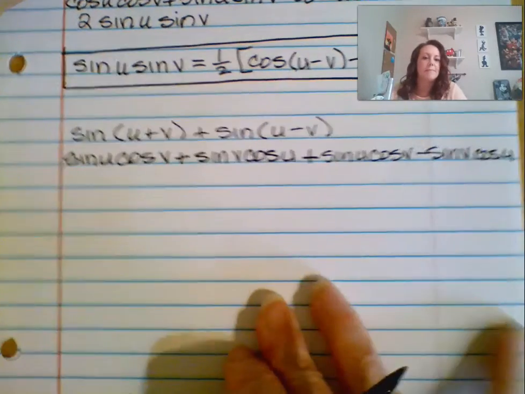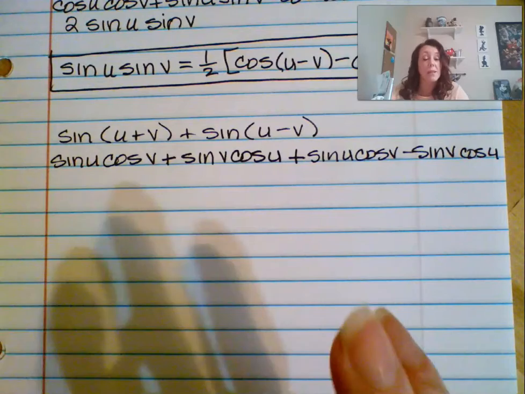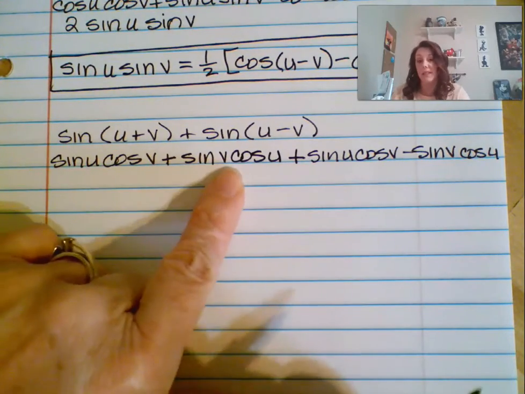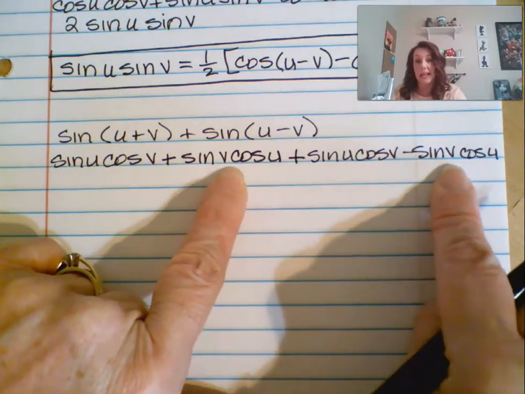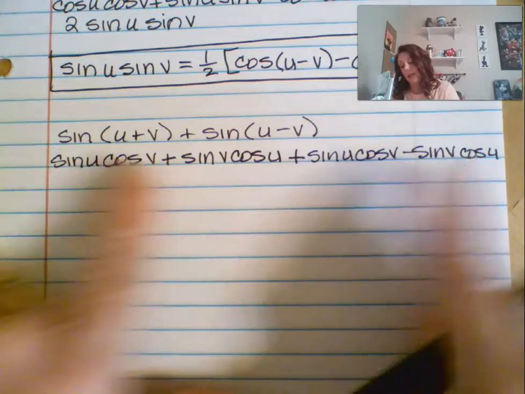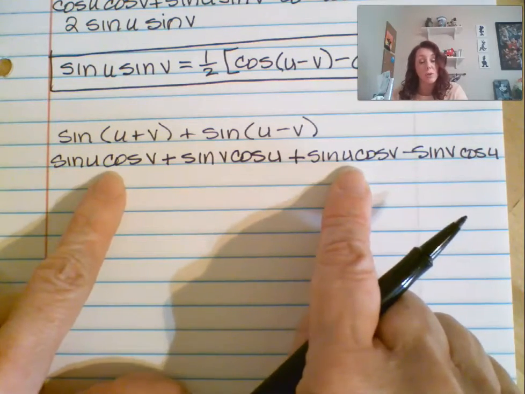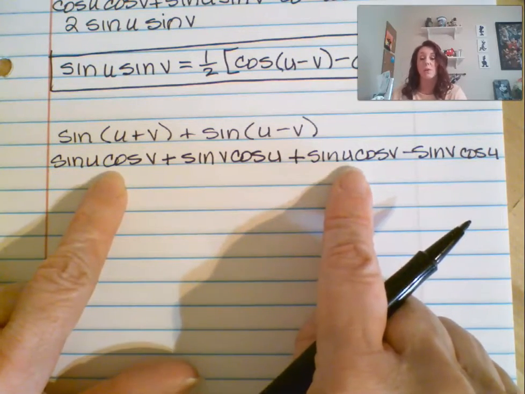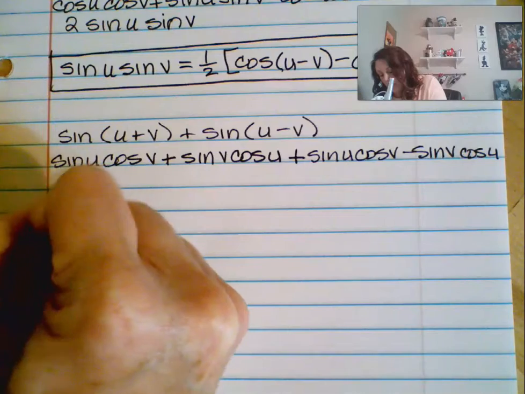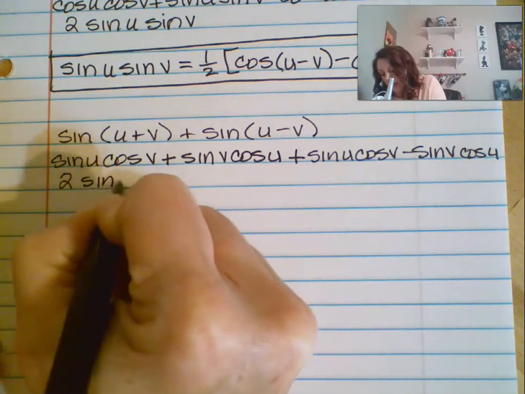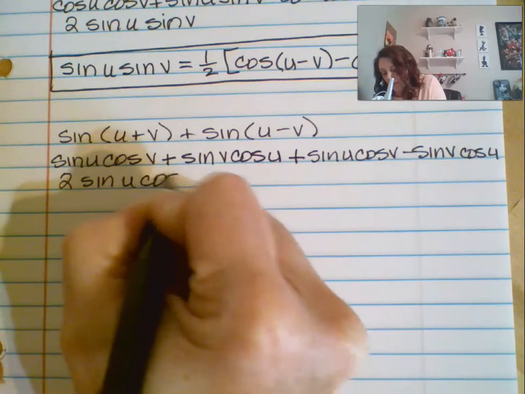Squeeze that in there. And here again, we've got some terms that are going to cancel. We've got a positive sine v cosine u and a negative sine v cosine u. Noticing as well that the other two terms are like terms, sine u cosine v. So we combine those like terms, which produces 2 times the sine of u times the cosine of v.